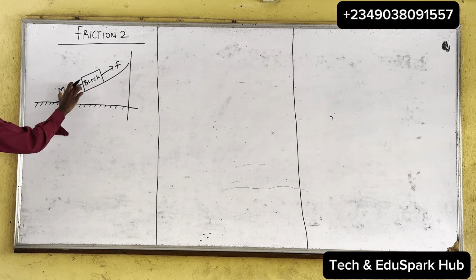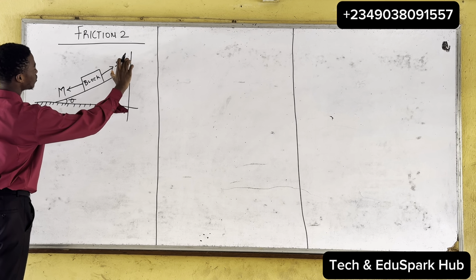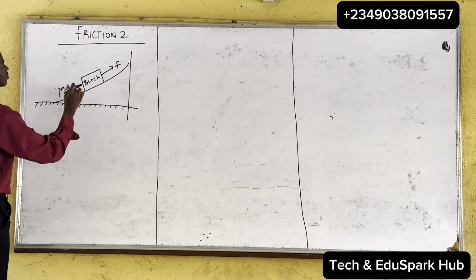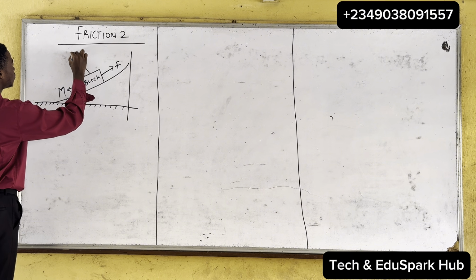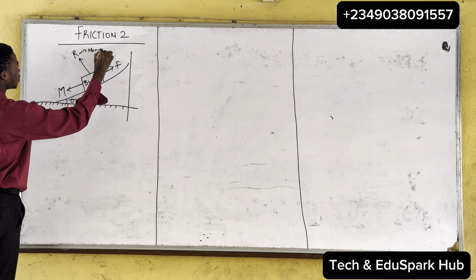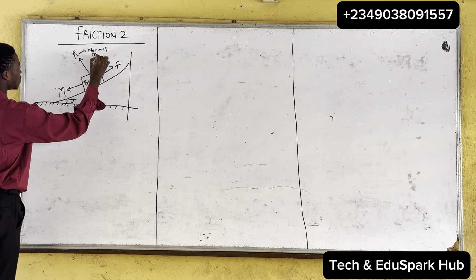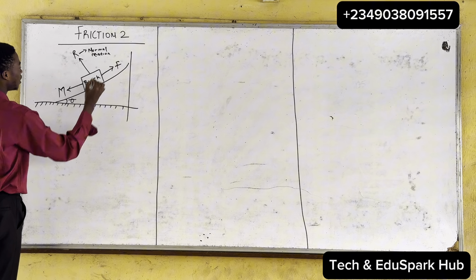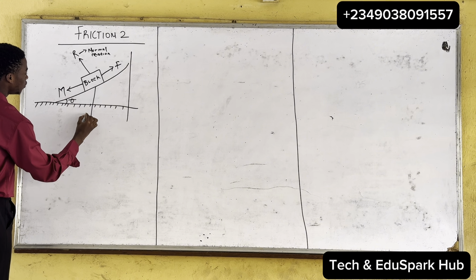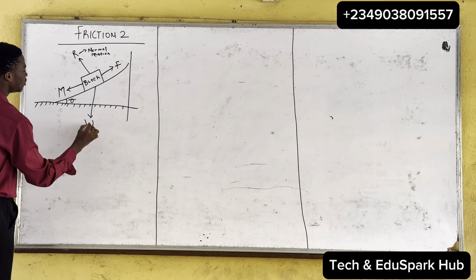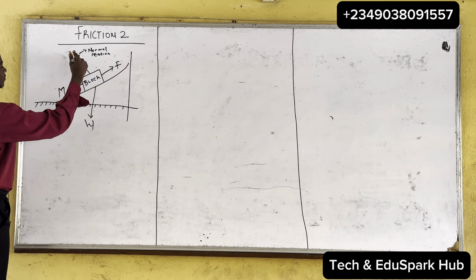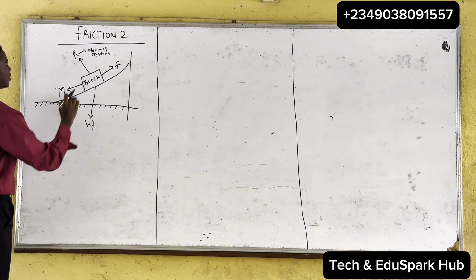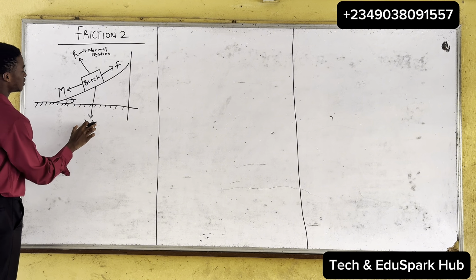So now that we have the motion down the inclined plane and we have the frictional force acting, which is opposing the motion, we can have our normal reaction, which is our R, that is acting perpendicular to the plane. So this is our normal reaction. And here we have our weight. The weight is acting parallel to the plane, but the normal reaction is acting perpendicular to the surface of the inclined plane. So this is our normal reaction and this is our weight.